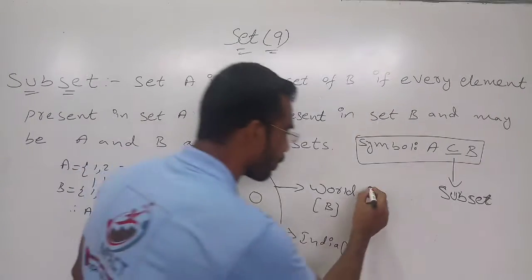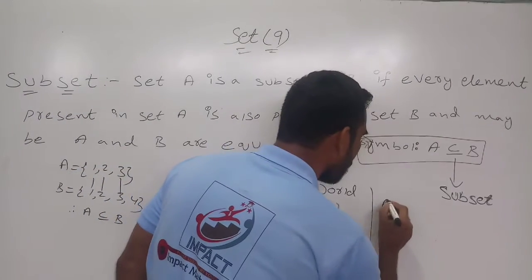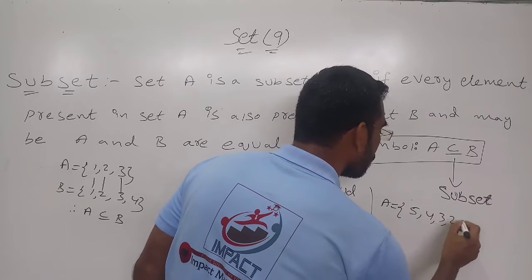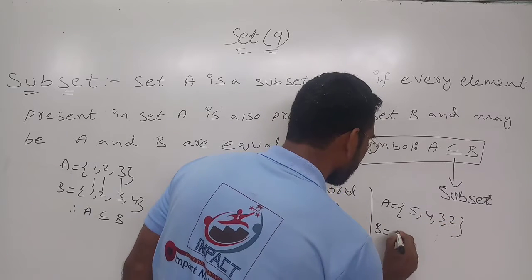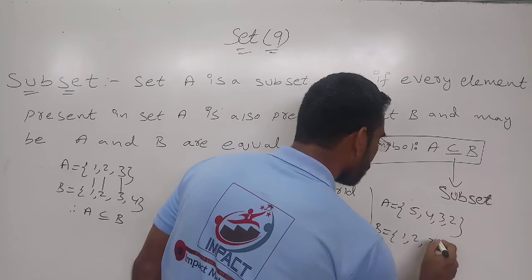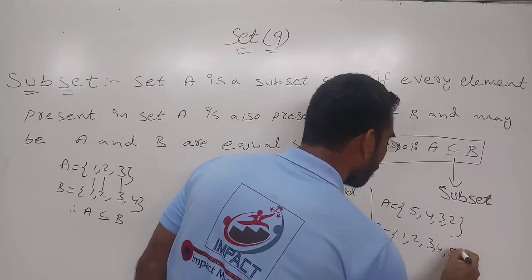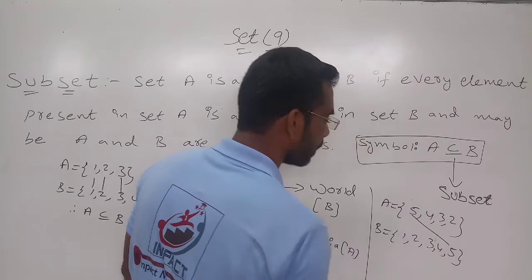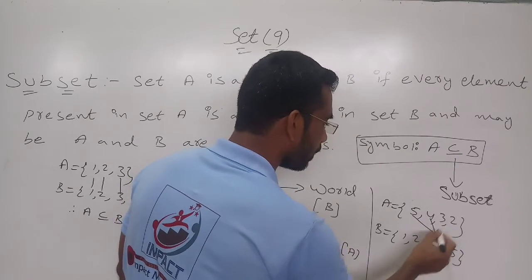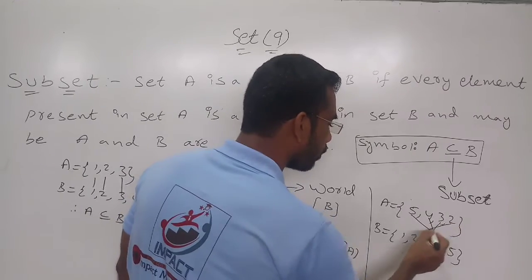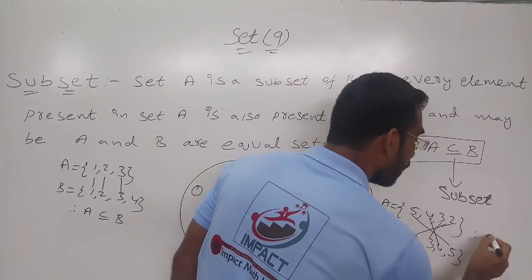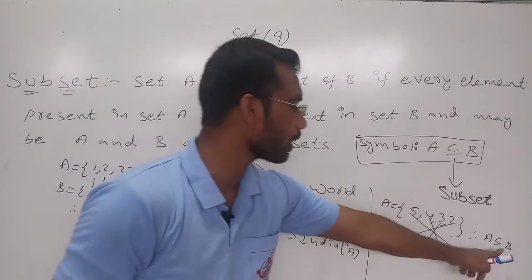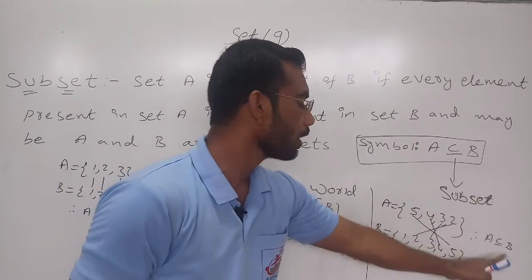We will see one more. If I take A as 5, 4, 3, 2 and B as 1, 2, 3, 4, 5: 5 is present, 4 is present, 3 is present, 2 is present. Therefore, A is a subset of B. See, this is the sign for subset.